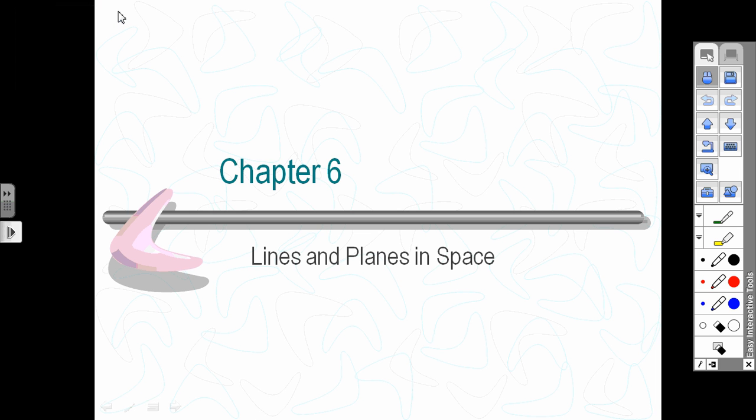Okay, so here we are at chapter 6, which is all about lines and planes in space. And just so you know, some of you are going to have a hard time visualizing these three-dimensional shapes, but that's okay because you can still do all of these problems even if you can't see what other people see. You just have to go by what's given and really utilize your definitions. Okay, so let's start us off.